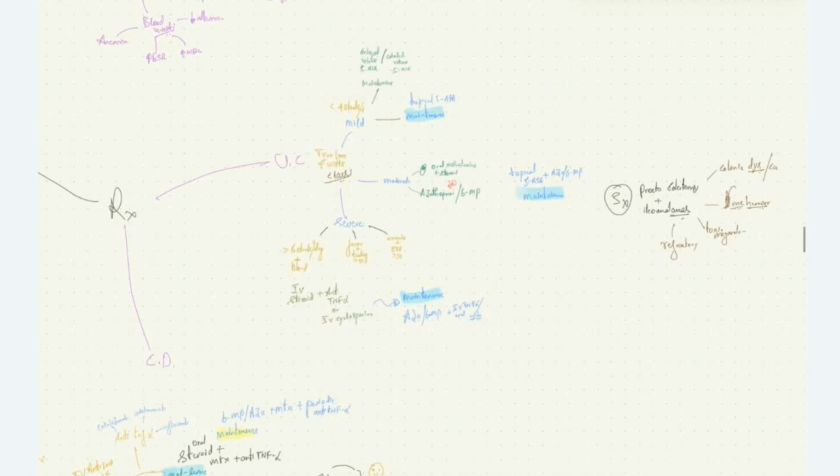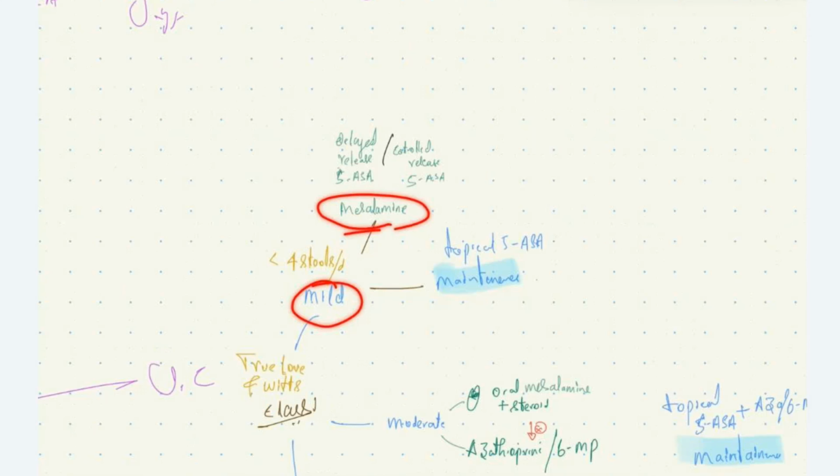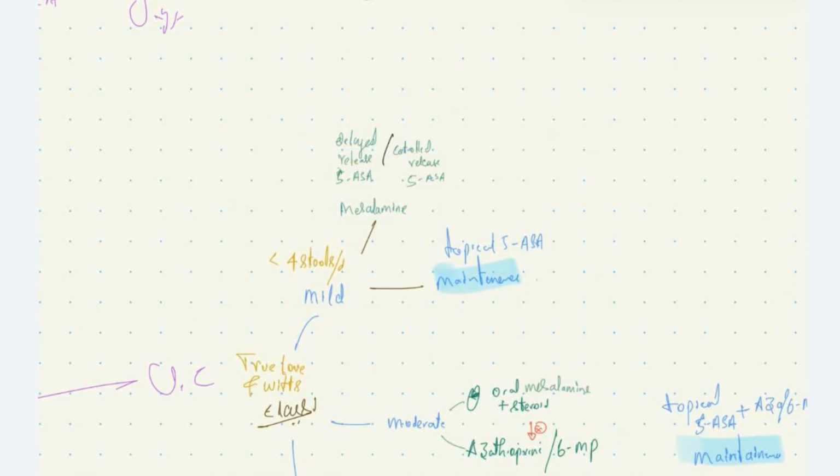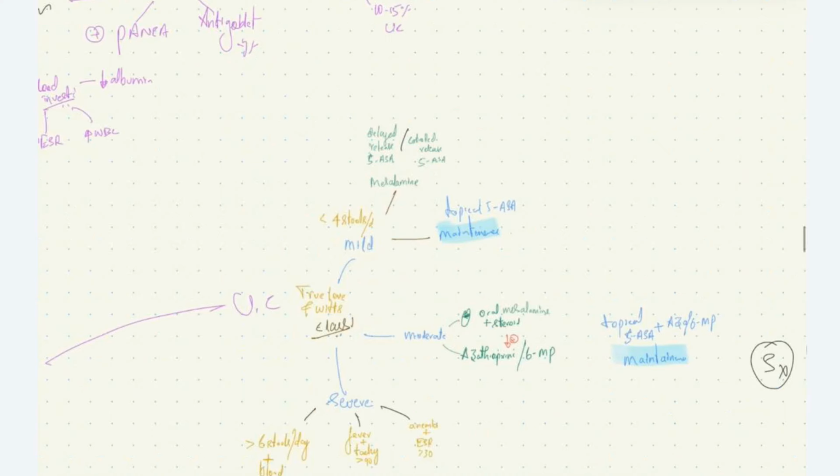In between mild and severe disease, the disease is called moderate disease. In mild disease, we give mesalamine, which is delayed release or controlled release 5-ASA. It's an anti-inflammatory drug, 5-aminosalicylic acid, mesalamine. As maintenance, we can give topical 5-ASA.